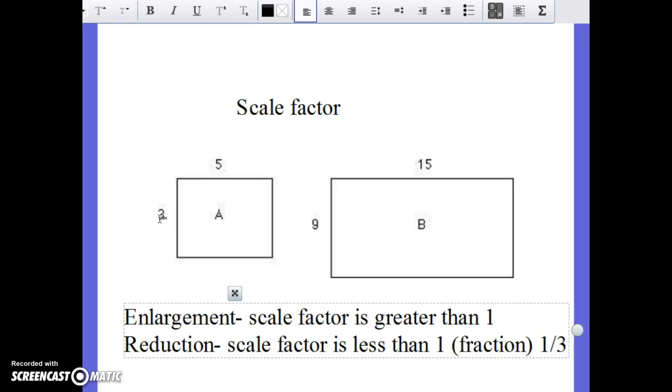Yes, I know that you are thinking it is simpler to just divide, but when you are dealing with a scale factor, you will always multiply. Okay? You will always multiply.